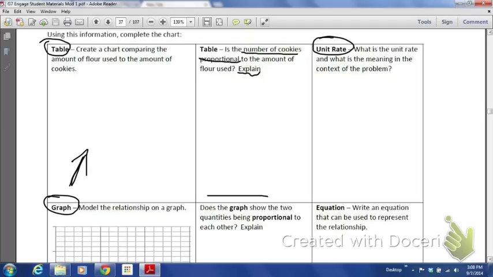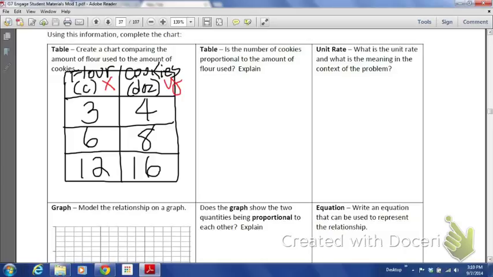And again, does the graph show two quantities being proportional to each other? And explain. Remember, there are two prerequisites for that, two criteria. So we should say what would make a graph demonstrating a proportional relationship. And then go ahead and write an equation that can be used to represent that relationship. All right, so take as much time as you need. You've done this before. Look in your binder in the past and fill this out, and come on back and we'll take a look.